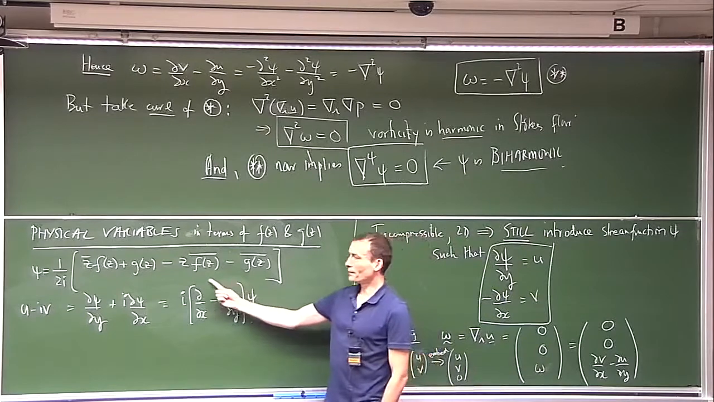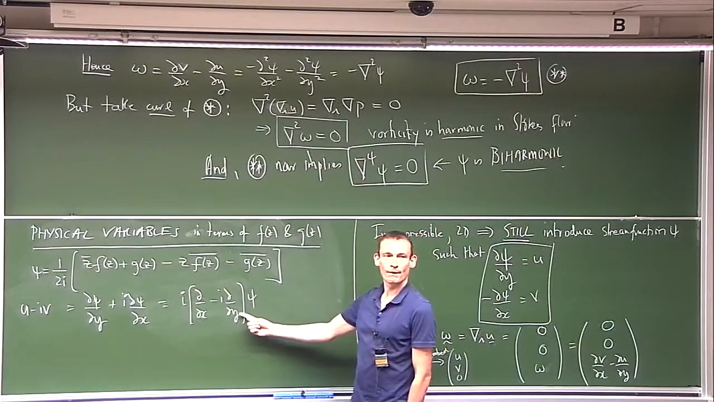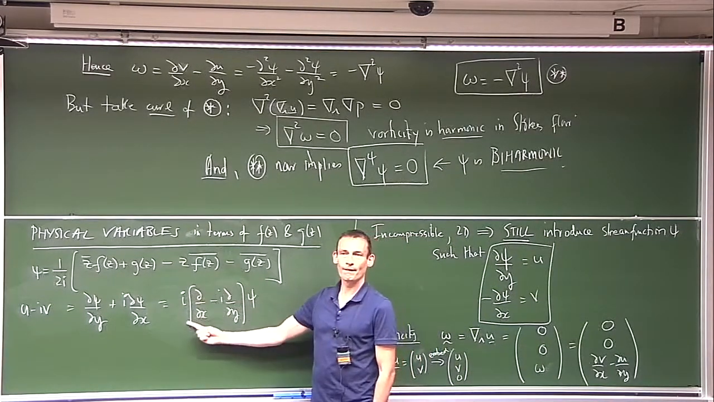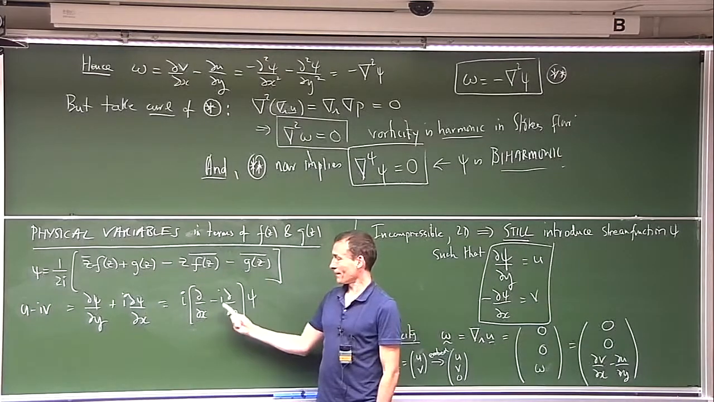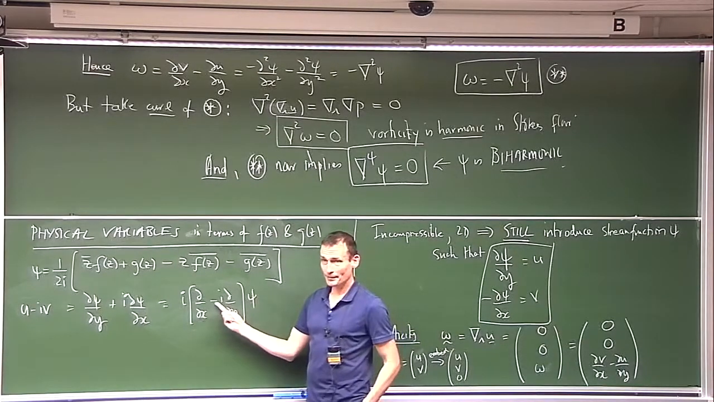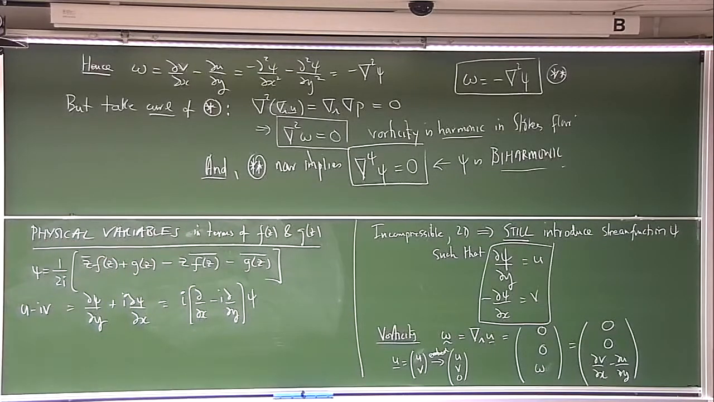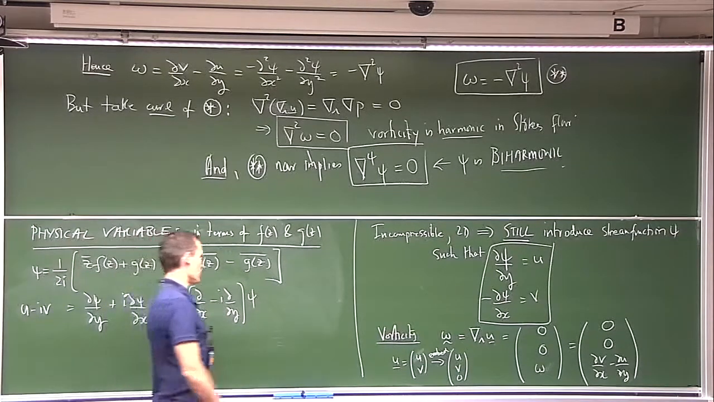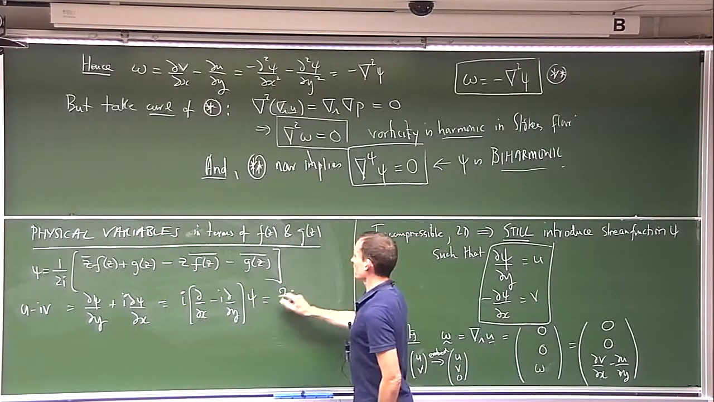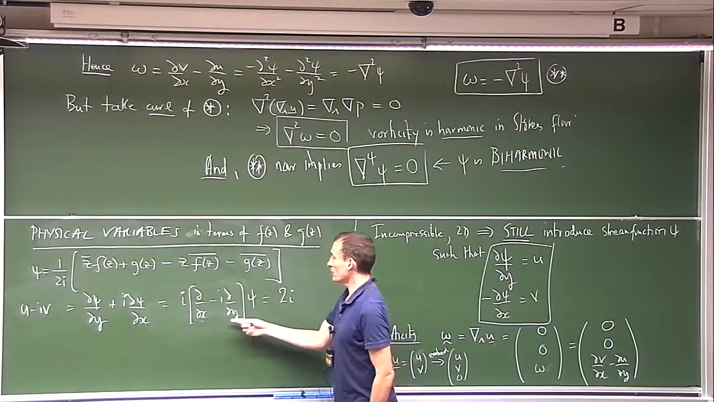What's this thing? It's got the minus there. So it's partial d by dz. Two times partial d by dz, so this is 2i. There's an i sitting there, but this thing is 2 d by dz.